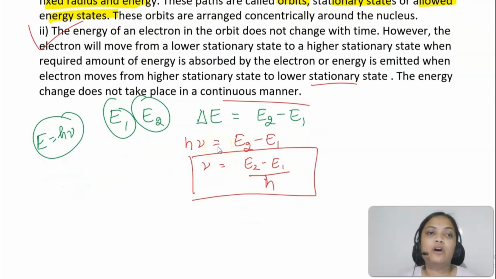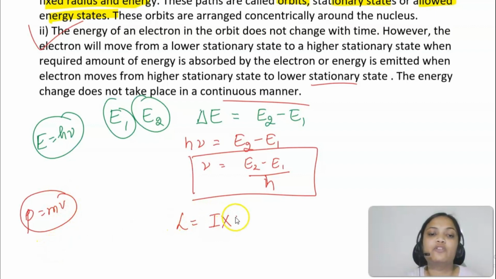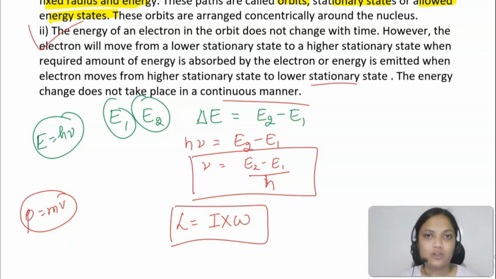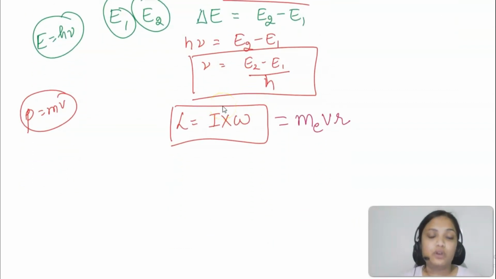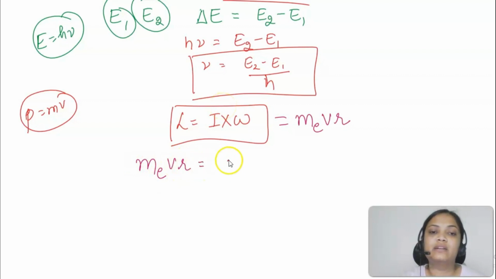Okay, so you know about linear momentum, right? It's the product of mass into velocity. Just like we have angular momentum, which is the product of moment of inertia into angular velocity. This is actually a concept of physics. So the angular momentum is given by m_e v r. m_e means we are talking about electrons. So according to Bohr, students, the angular momentum is actually an integral multiple of h upon 2 pi.